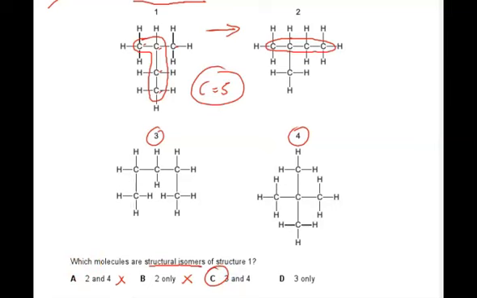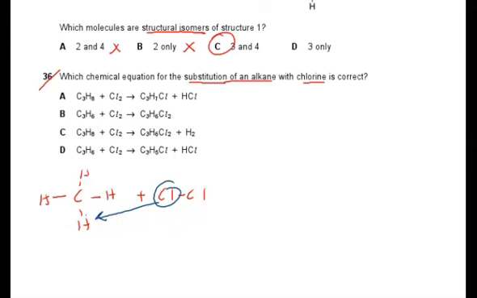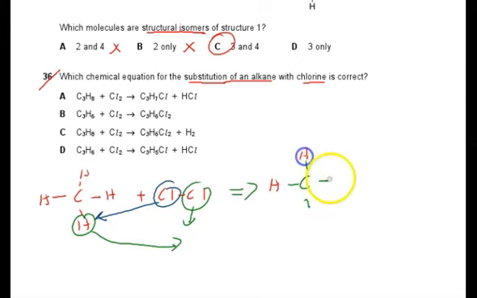Okay, now let us look at the next question. Which chemical equation for the substitution of an alkane with chlorine is correct? Okay, substitution process. For example, we have methane here. Now we will react it with chlorine. So now this chlorine will go and substitute this hydrogen, while this hydrogen will be combined with this. So you'll have a product of chlorine, and you have an additional product which is hydrogen chloride.